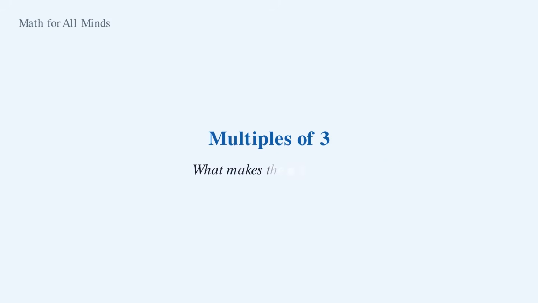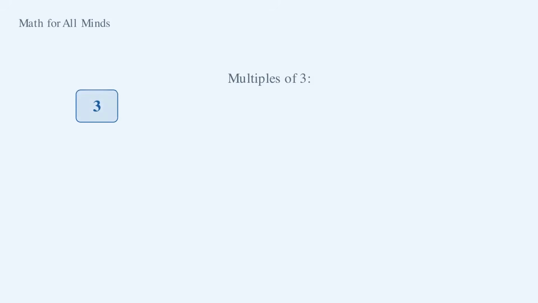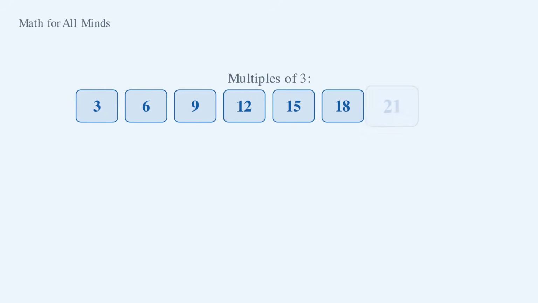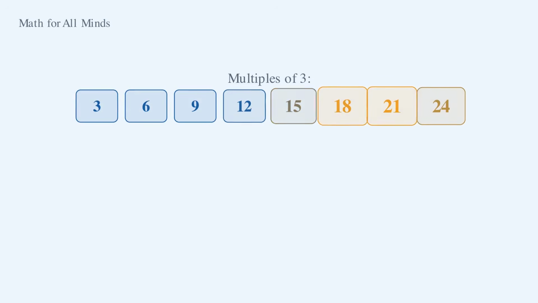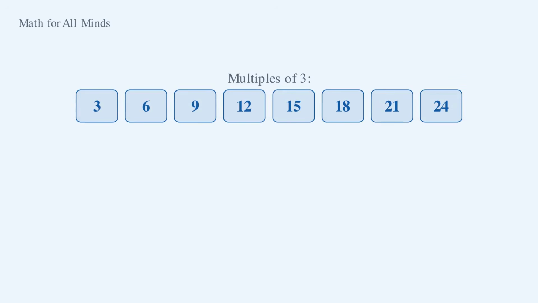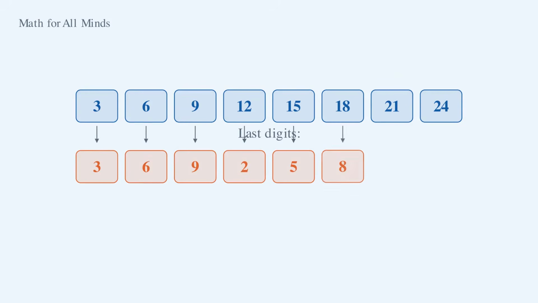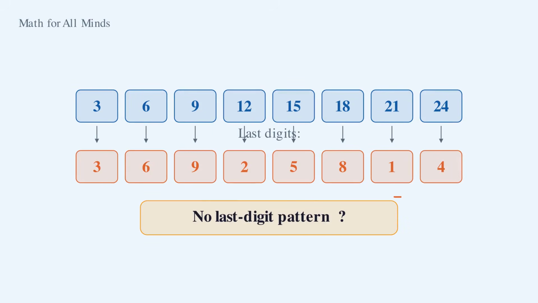Now here's where it gets interesting. What about multiples of 3? Let's look at the first few. 3, 6, 9, 12, 15, 18, 21, 24. The last digits are 3, 6, 9, 2, 5, 8, 1, 4. There's no pattern in the last digit at all.